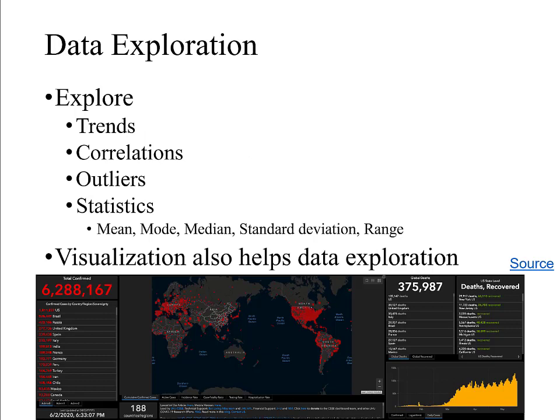So data exploration is the first step when you get your data. It is important for you to use your data effectively. So there are some characteristics of data that you're going to explore. For example, the trends. The trends of data show if there is a consistent direction in which the values are moving towards. The correlations of data are the dependencies between different variables in the data. The outliers. An outlier is a data point that is distant from other data points.